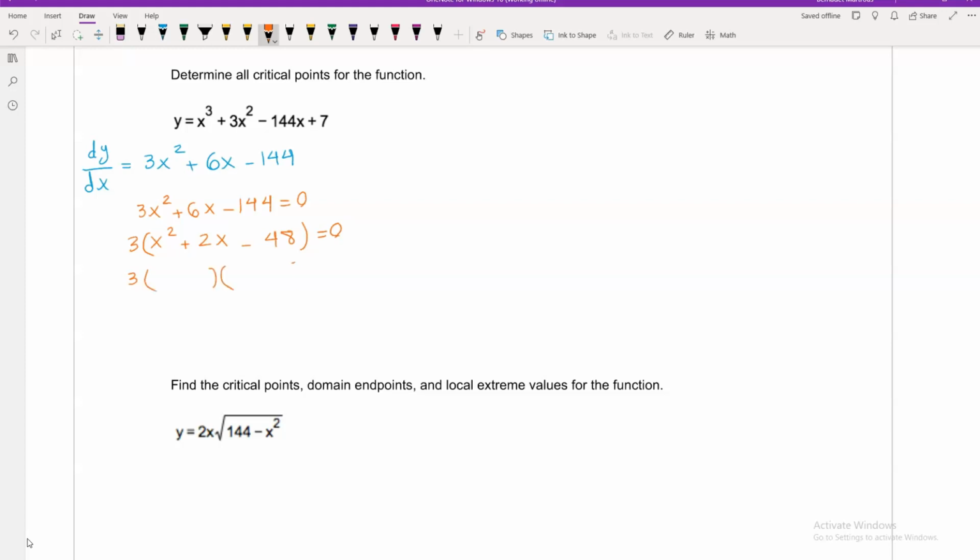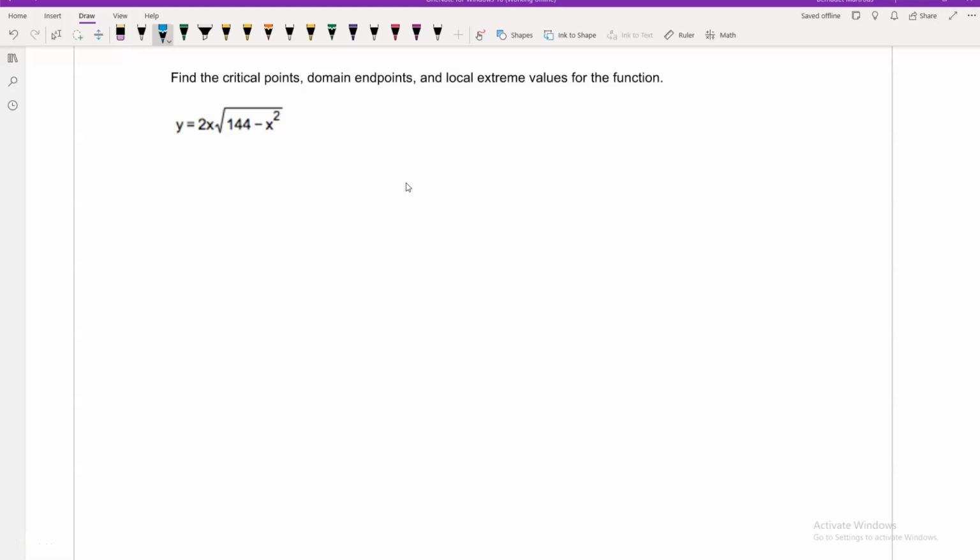Factor. So here we have 3 times x minus 6 times x plus 8 equal to 0. Now solving for x, x minus 6 equal to 0 gives x is 6, or x plus 8 equal to 0 gives x is -8. So the critical points are at x equal to 6 or x equal to -8.